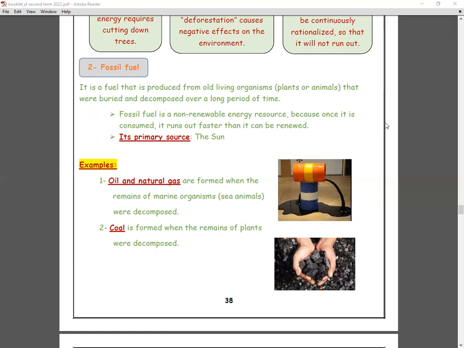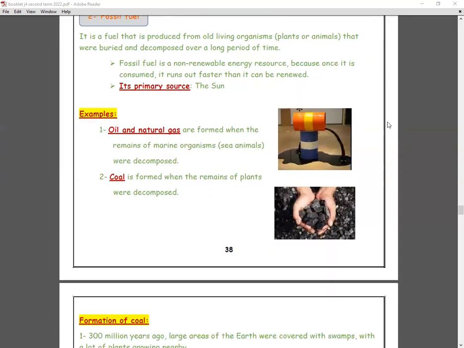What are the examples of fossil fuel? We have 3 examples: oil, natural gas, and coal. Don't forget that oil and natural gas are formed when the remains of marine organisms, like sea animals, die and decompose. Okay, so oil and natural gas come from sea animals or marine organisms. Coal is formed from the remains of green plants. So coal comes from plants, and oil and natural gas are formed due to the presence of sea animals. Okay.